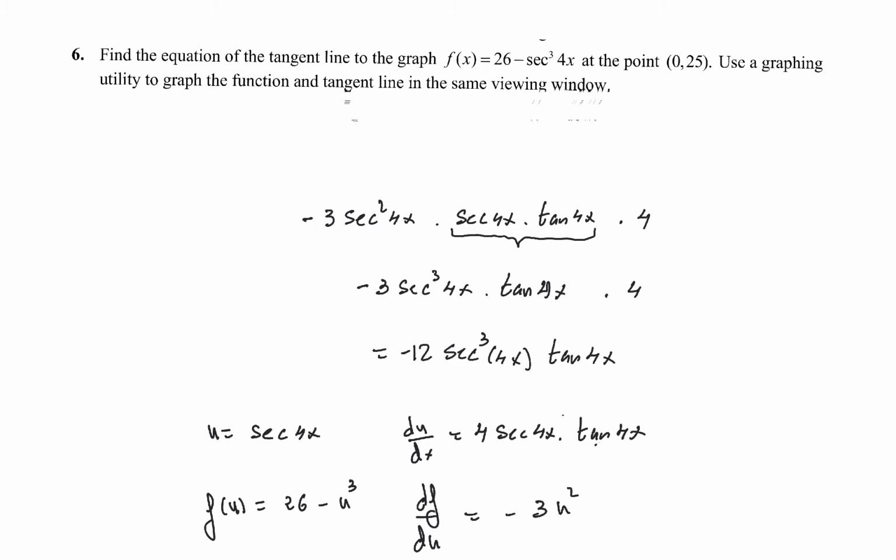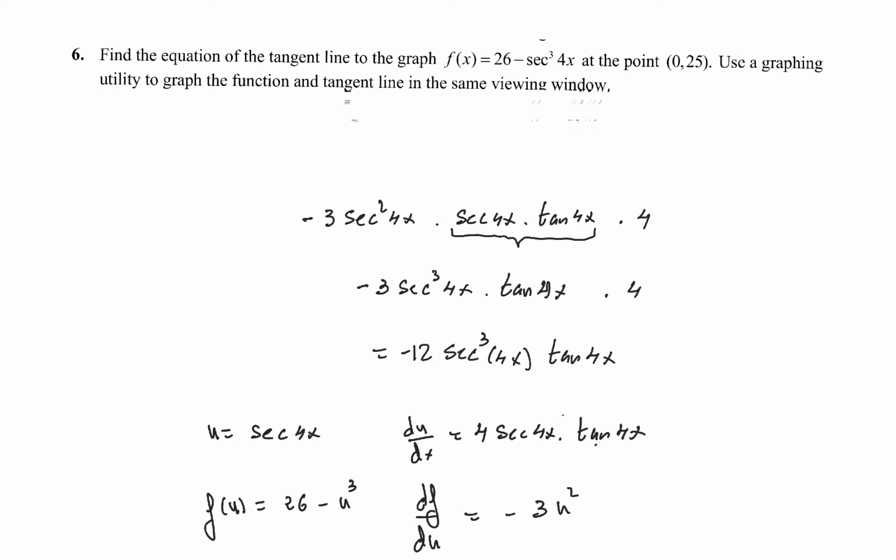Problem 6 says: find the derivative of the function 26 minus secant cube of 4x. The derivative of 26 is 0 because it's a constant function. So we need to find the derivative of minus secant cube of 4x.